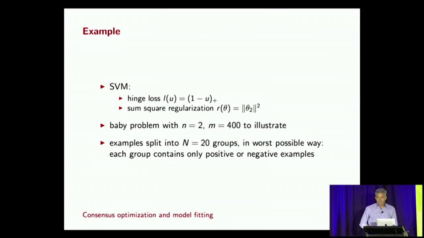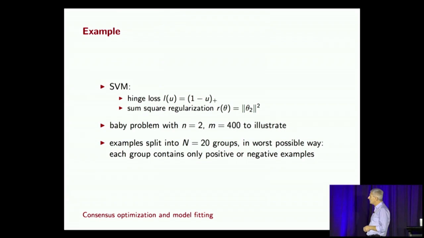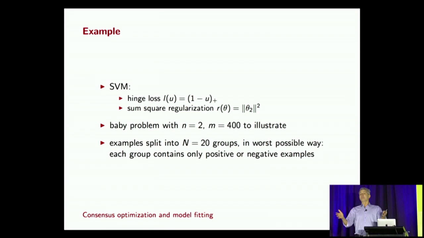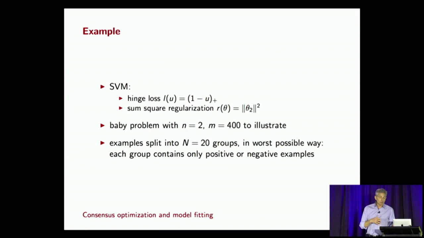Right. Okay. We're going to look at a baby example. And the baby example is going to be a support vector machine. It's tiny, right? So we're going to look at a support vector machine with two features and 400 examples. Now, I can solve that on my laptop in about 80 microseconds, but this is just to see how this works. What we're going to do is split the 400 examples into 20 groups in the worst way. We're going to have a Maxwell daemon, and the Maxwell daemon is going to take all the positive examples and all the negative examples and lump them into groups of all positive and all negative, right? So each of the 20 agents is going to see 20 data points, and they're all going to be positive or all negative, and that means that each one has an incredibly skewed view of the world. They have to coordinate to get a model.